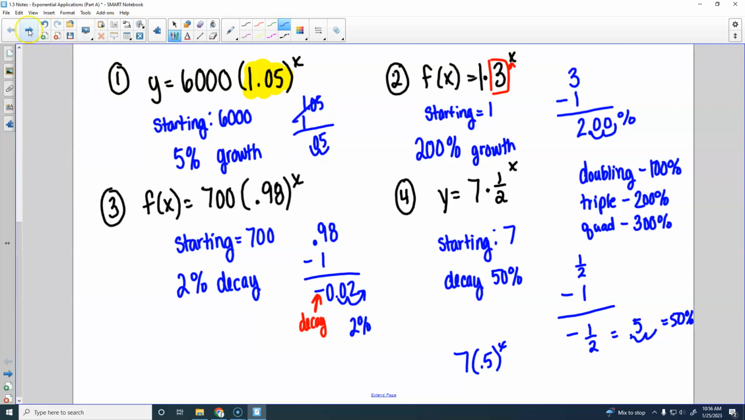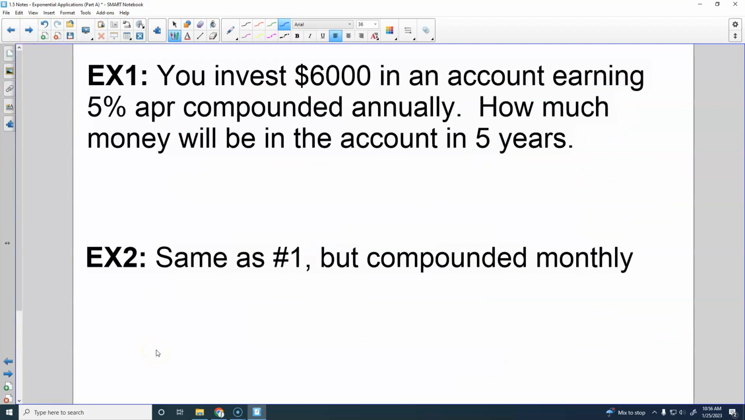All right, let's look at doing some problems with this. You invest $600 in an account earning 5% APR compounded annually. How much money will be in the account in 5 years? We're going to use that formula. We'll have y equals, starting value here is 600.